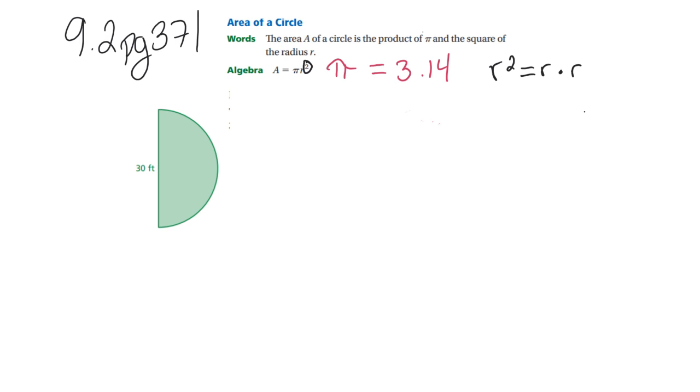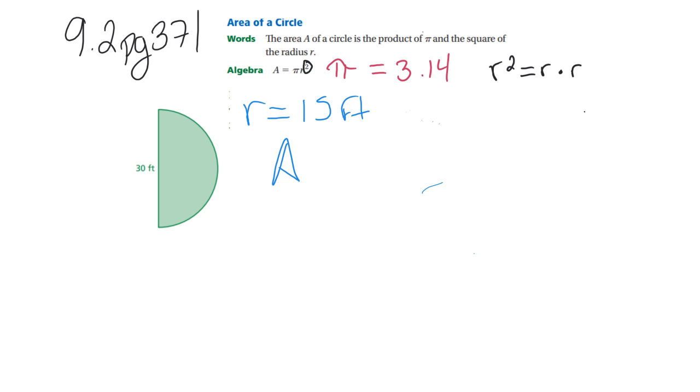So I want to find out the area of this semicircle. I'm going to start by finding the area of what the whole circle would be. And again, that's just pi r squared. So they gave us our diameter this time. We need the radius. Remember, radius is half the diameter. So we have a diameter of 30. Our radius for this semicircle is going to be 15 feet.